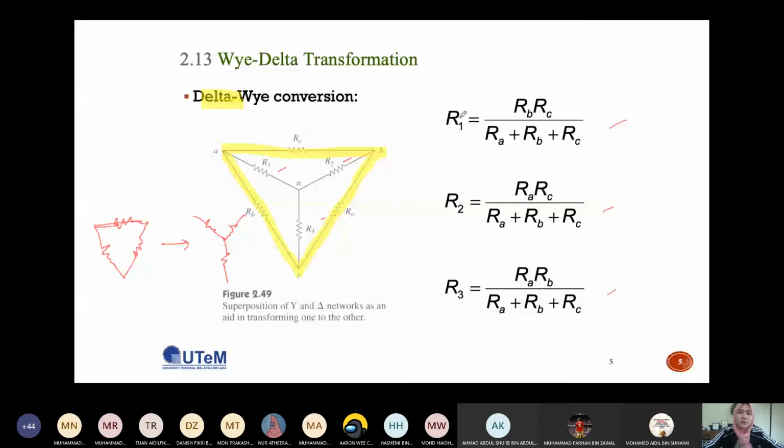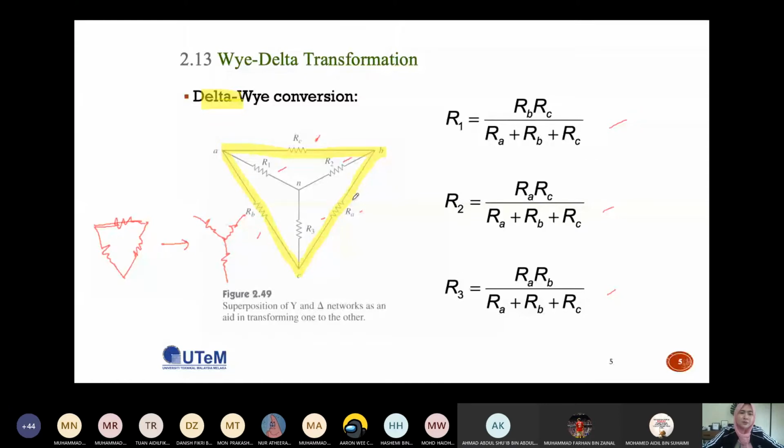If you look at here, resistor R1 is over here. So the formula is actually, you look at here, we have RB, this resistor, multiplied by this resistor, which is RC, divided by RA plus RB plus RC. For R2, this resistor, which is RA, multiplied by the resistor RC, then divided by RA plus RB plus RC.